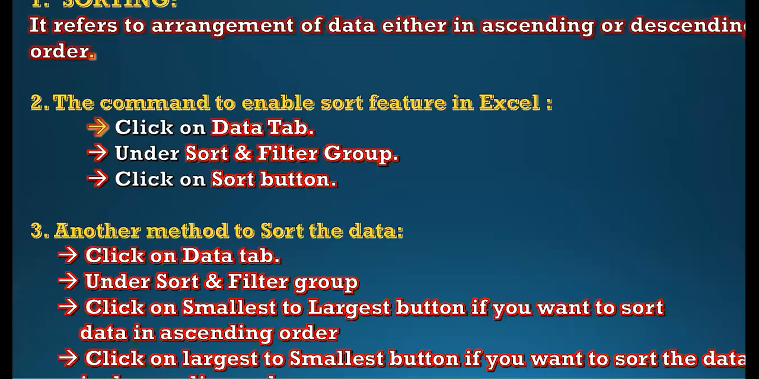What is sorting? Sorting refers to arrangement of data in ascending or descending order. What is the command to enable the sorting feature? Click on the Data tab. Under the Sort and Filter group, click on the Sort button. What is the alternate method? There is one more method to sort your data. Click on the Data tab. Under the Sort and Filter group, click on the Smallest to Largest button if you want to sort in ascending order, and click on the Largest to Smallest button if you want to sort the data in descending order.